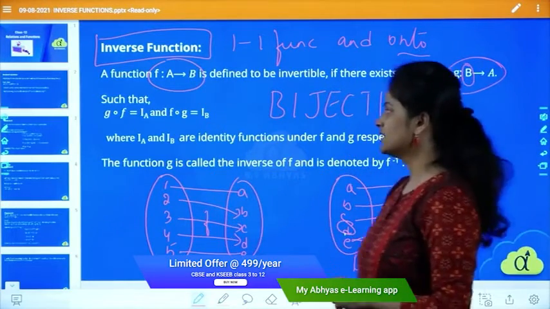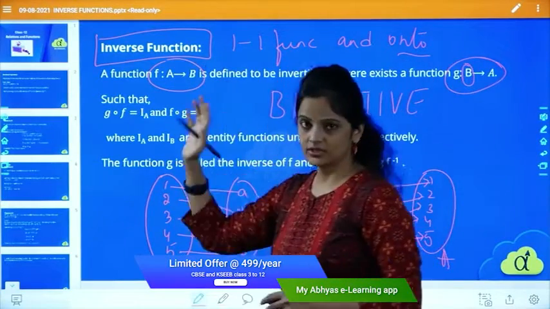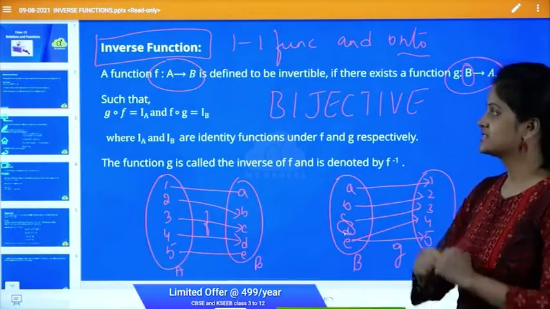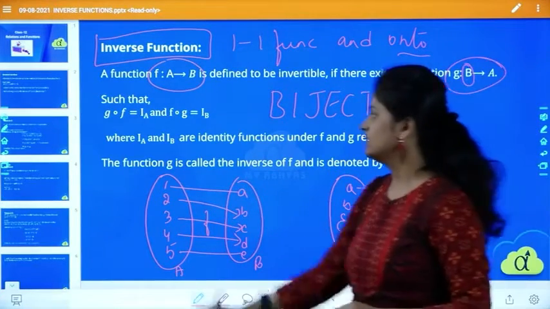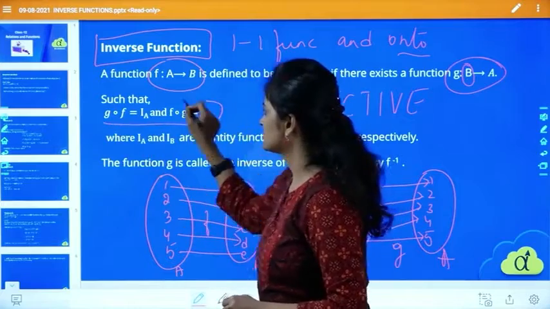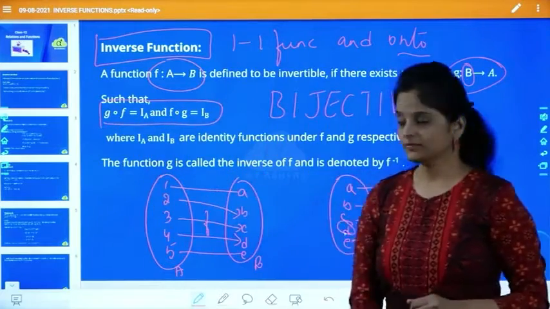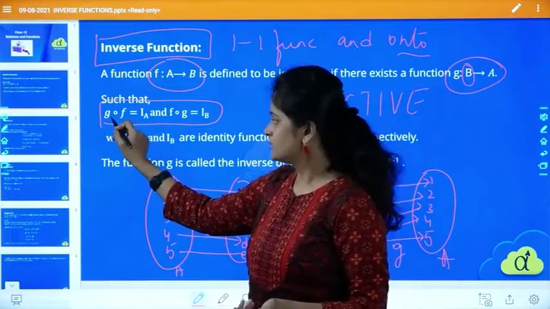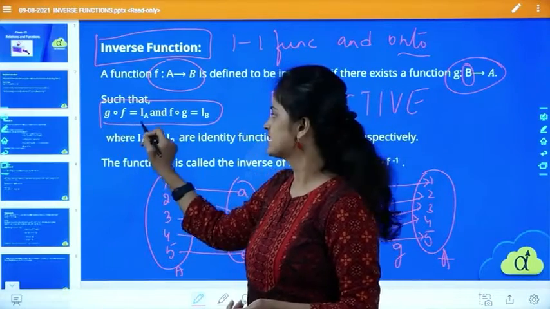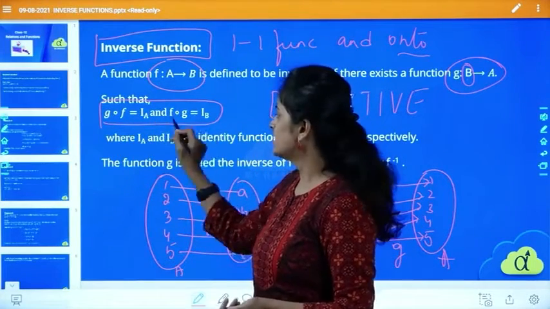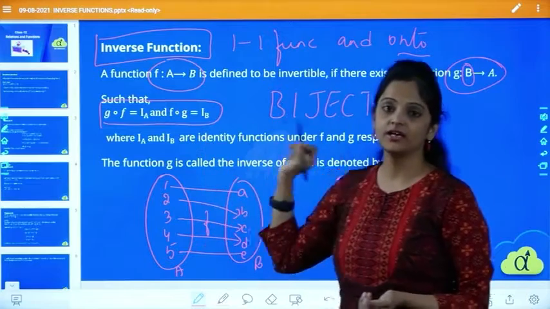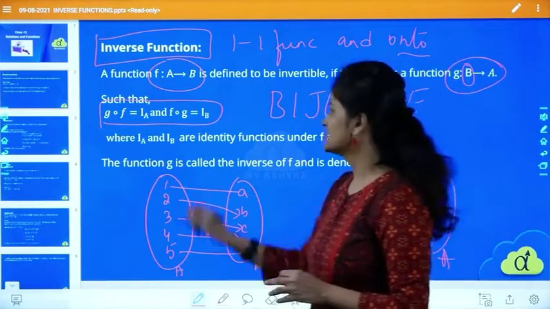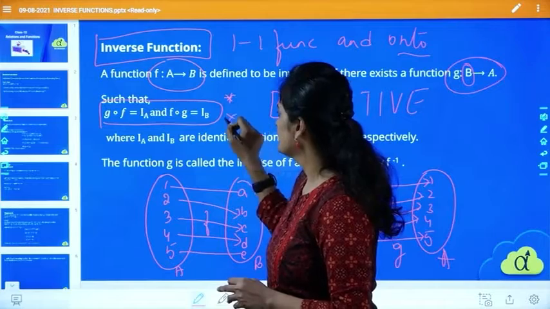Okay, now come to the condition. If it is an invertible function, if it has an inverse, then the condition is this. F composition G, composition of functions we have studied. G composition F is taken as I_A, and F composition G will be I_B. I is the identity function. So this is a condition you have to remember.